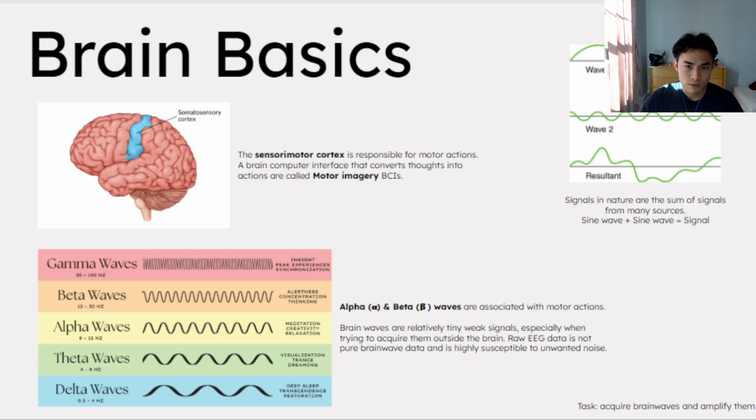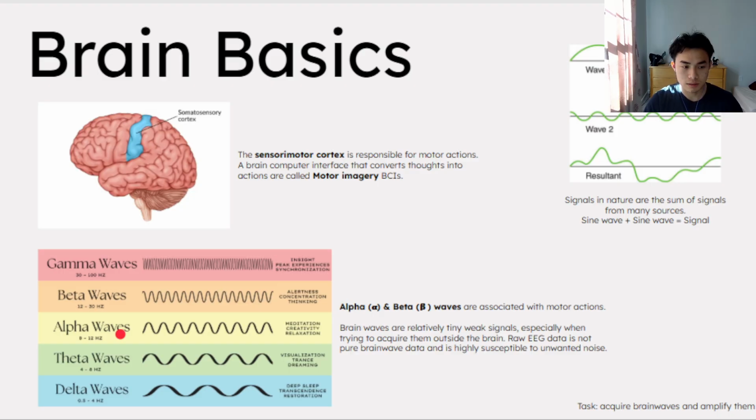The brain has many different regions, and each region has its own function. The region that we care about is called the sensory motor cortex, and it runs horizontally on the midplane of our brain. The sensory motor cortex's function is with motor intent and also motor action, and the corresponding brain waves that come with it are the beta waves and the alpha waves. Within our project, we want to get these signals purely and then use them to train our machine learning model.